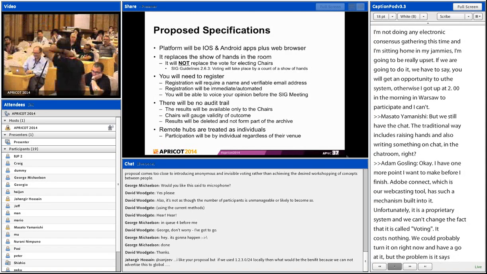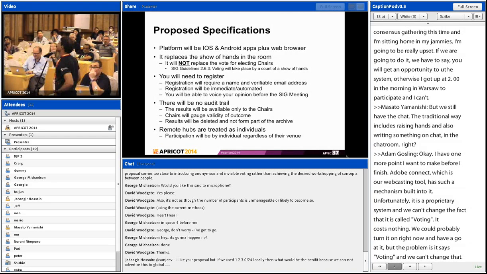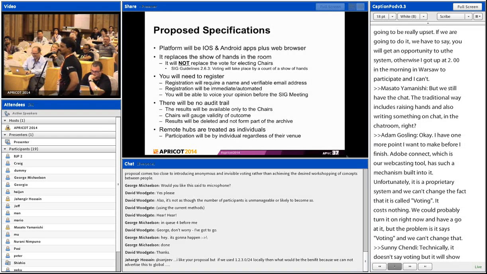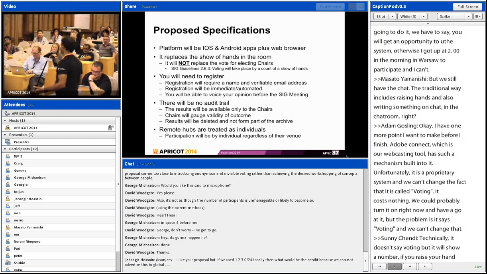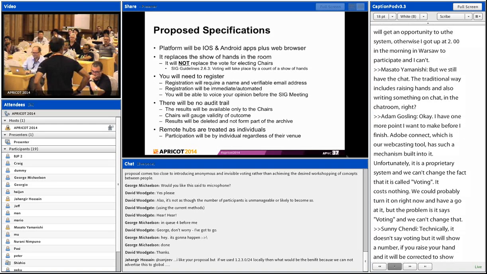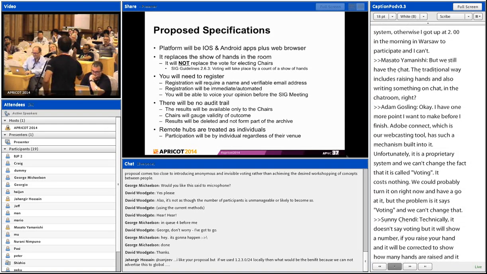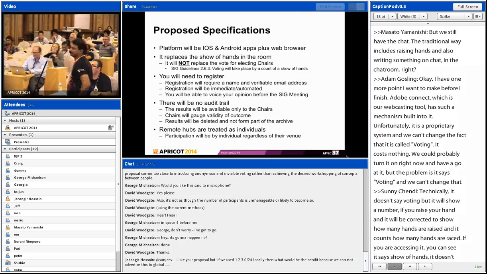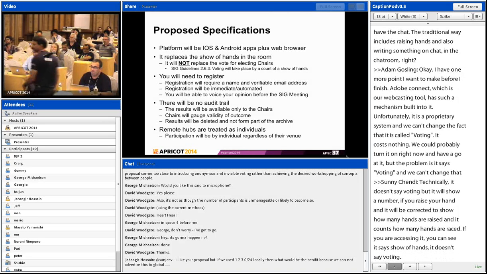Sunny Chandy from APNIC. Technically it doesn't say voting, but it will show a number. If you raise hand in Adobe Connect, it will show how many hands are raised. It says show of hands. It doesn't say voting. And the results are public, yeah? Yeah, everyone logged into it can see. So my question is, do we just want to have a go at that for a meeting and see?